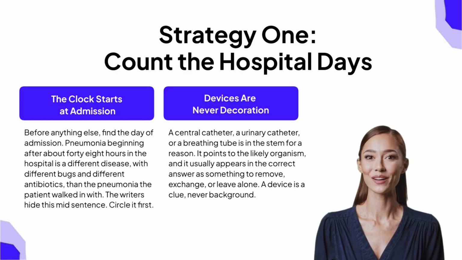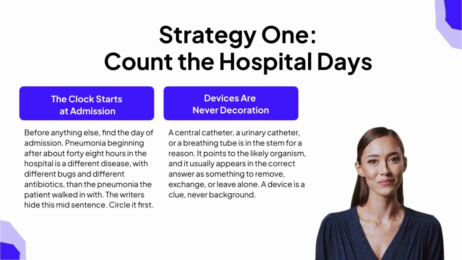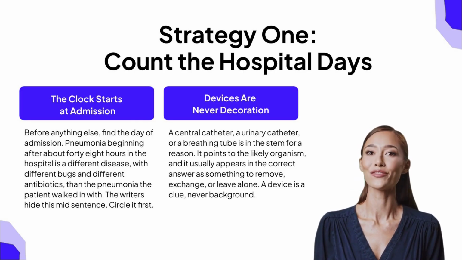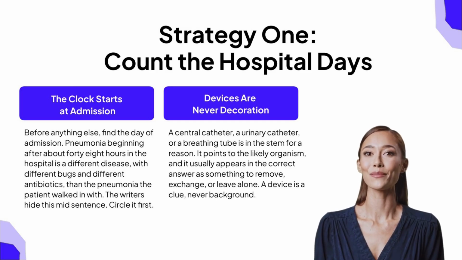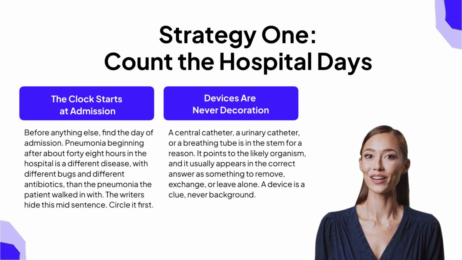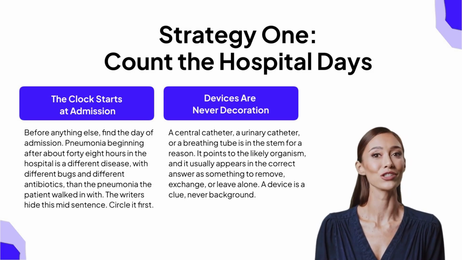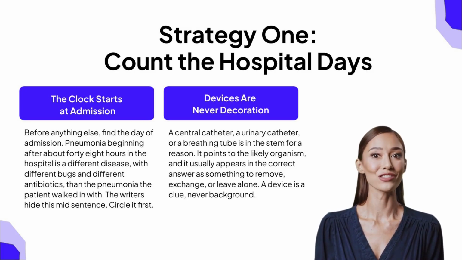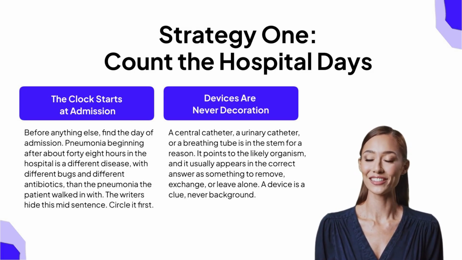Strategy 1 is to count the hospital days before anything else. Find the admission, then find where the symptoms started. Pneumonia beginning after roughly 48 hours in the hospital is a completely different disease from the pneumonia the patient walked in with. Different organisms, different antibiotics, different answer. The writers know this is the hinge, so they hide it mid-sentence, in phrases like on the 4th hospital day. Train your eye to find it first.